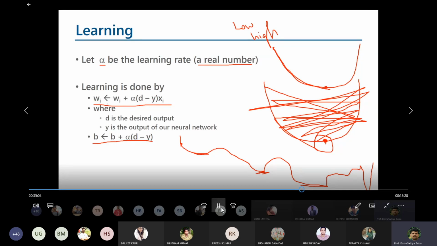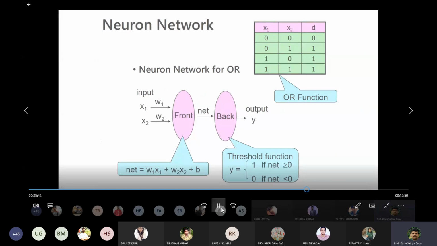This formula is important for you for the learning of a neuron, for updating your weights regularly and updating your bias value. b is equal to b plus alpha, the learning rate, into desired minus attained output. This is very much important. So please remember this particular formula and this particular formula. It runs throughout our neural networks, passing through the different neurons.